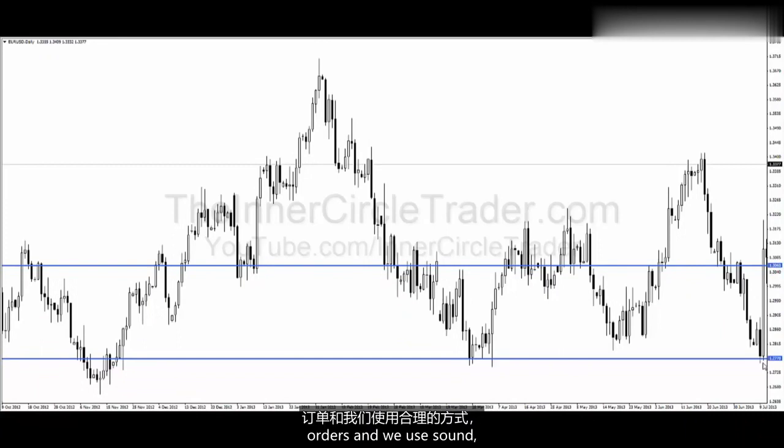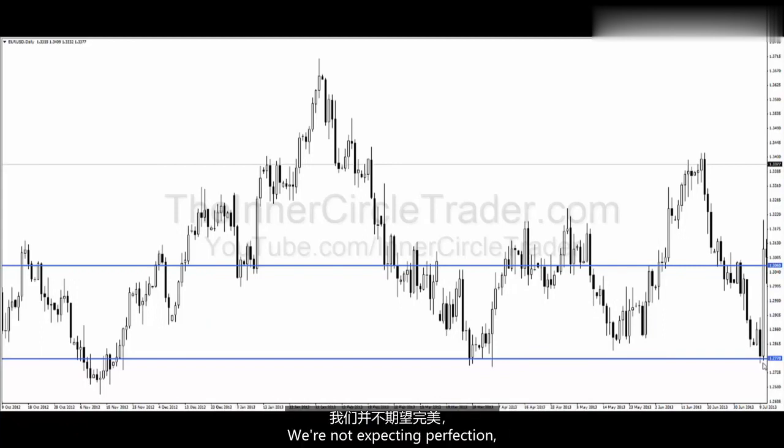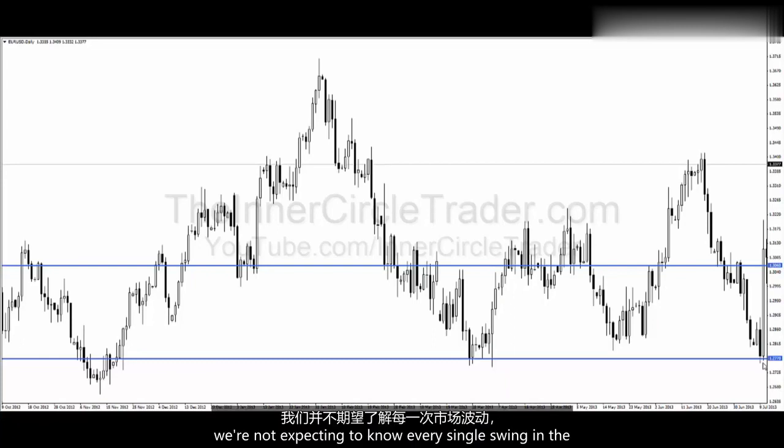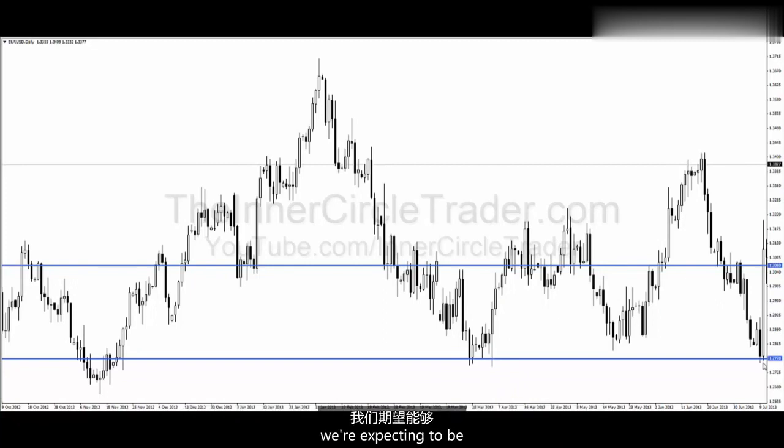So that's why we use stop loss orders, and we use sound, prudent risk management models, where it gives us a shield. We're not expecting perfection. We're not expecting to know every single swing in the marketplace. We're not expecting to not be stopped out in trades. We're expecting to be more consistently positive than negative, and permitting ourselves to have that occasional, and maybe even a string, of incorrect, I'll use that term for now because I don't want to talk in terms of profitability yet, in terms of correctness in our analysis. That's where you want to be focused now.